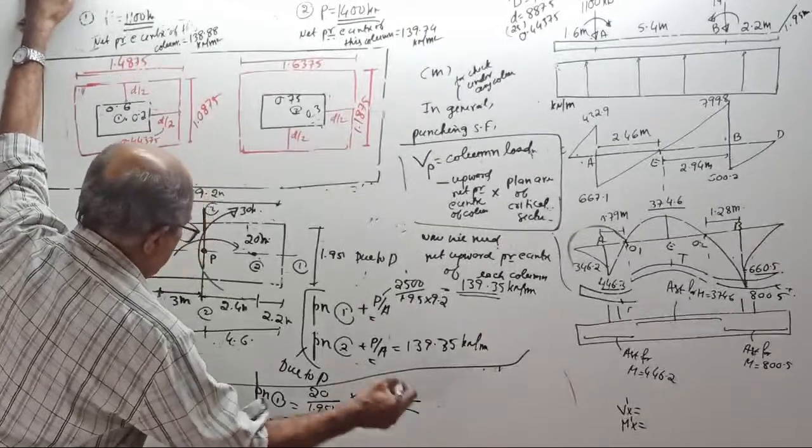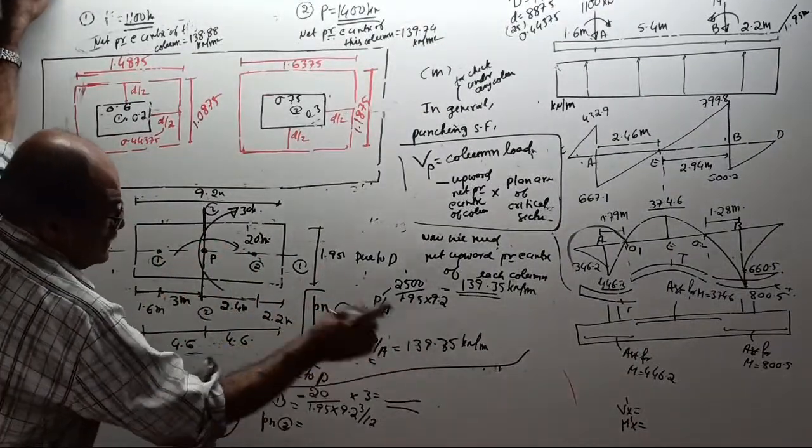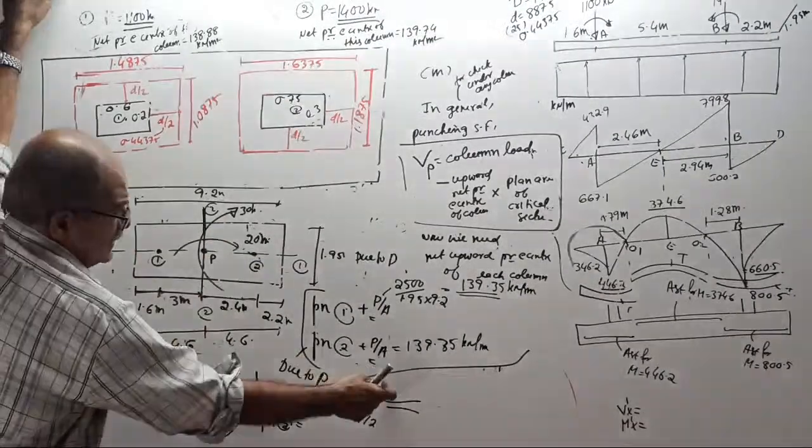Answer. But remember, since the couple is this way, this is minus. Why? If the couple is this way, this side is tension.